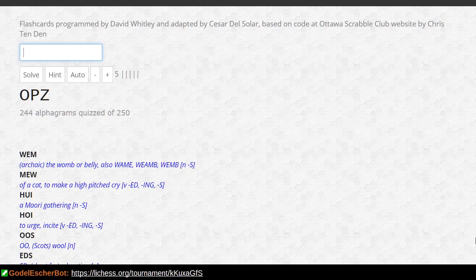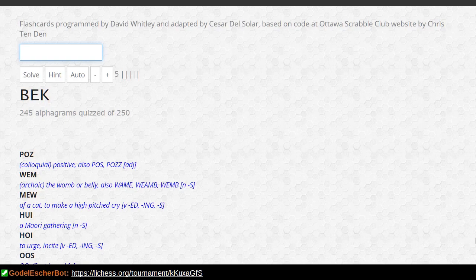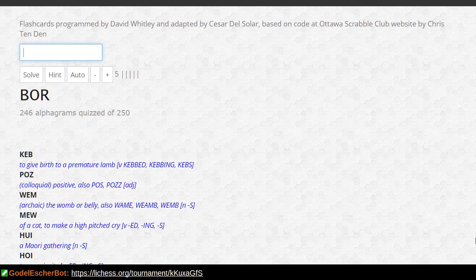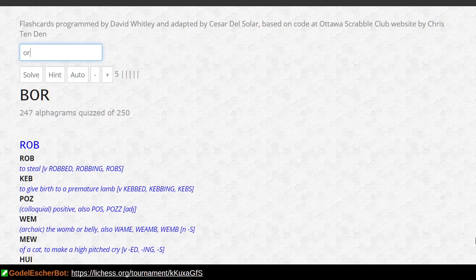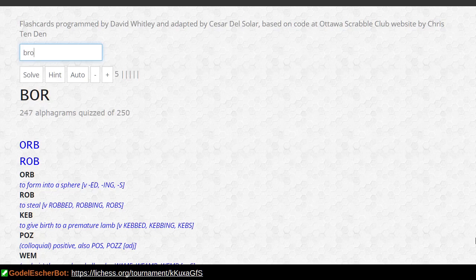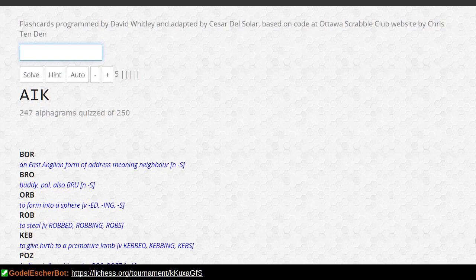Okay, zop. No, pose. Positive. I see. Beck. Keb. Keb, to give birth to a premature lamb. I'll keep that in mind. We all know Rob, we all know Orb. Is perhaps Boar? No, Bro is in here. Is Boar in there? An East Anglian form of address meaning neighbor is Boar.